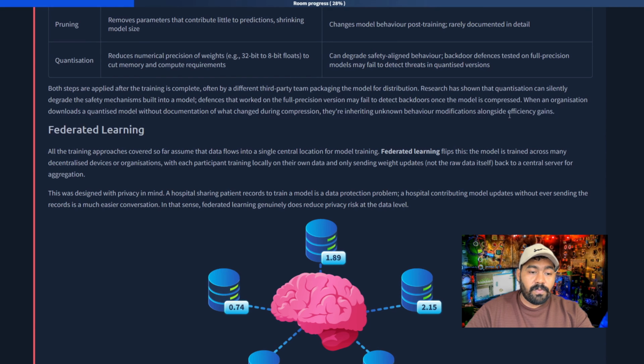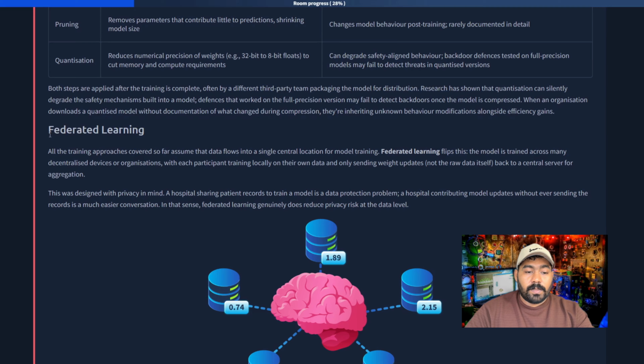modification alongside efficiency gains. So that's the last phrase. It's mentioning inheriting unknown behavior modifications. So that is what you need to flag in this AI risk assessment.